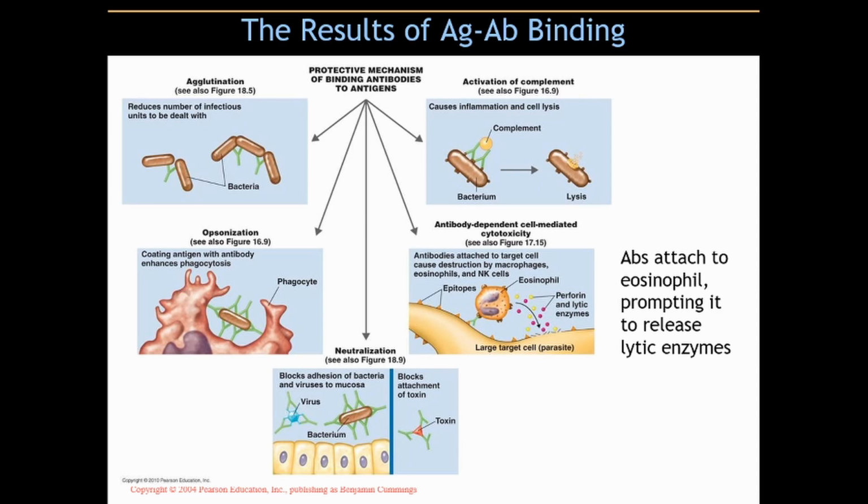And so what happens here is you've got, in this example, a large target cell, and they're saying, I guess, a parasitic worm. And all over its surface are going to be epitopes. Well, the antibodies will attach to the epitopes. The antibodies then will lead to the attraction and the attachment of white blood cells like eosinophils. Eosinophils then, through the process of this attachment, will begin to release lytic enzymes and perforin to penetrate the membrane around the parasite. And so that will lead to its lysis.